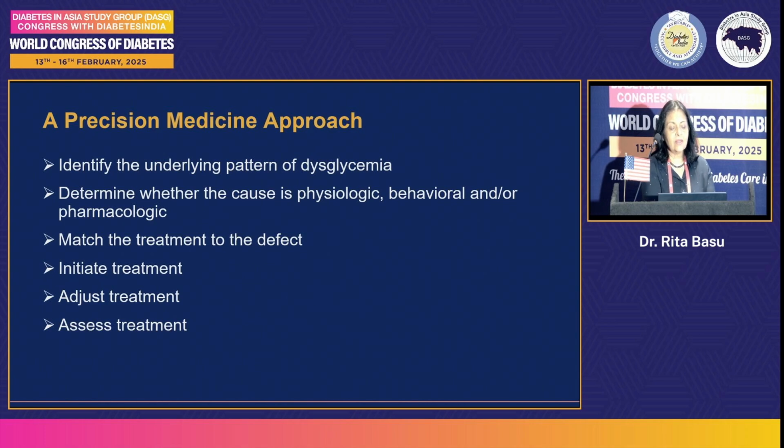So basically, the approach is to identify the underlying pattern of dysglycemia in the patient, because no two patients will be the same. Determine whether the cause is physiologic, behavioral, and/or pharmacologic, match the treatment to the defect, initiate the treatment, adjust the treatment, and then assess the treatment.